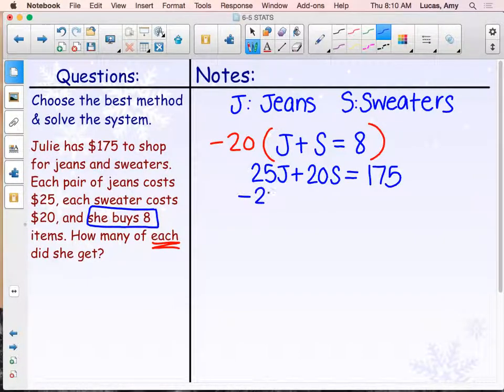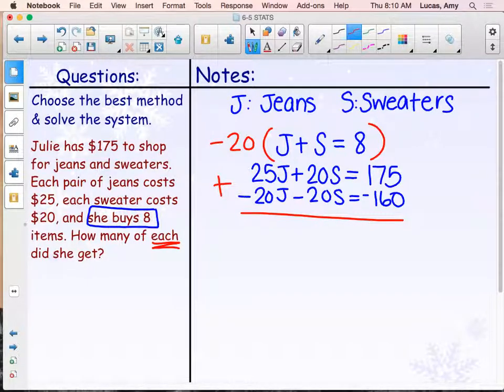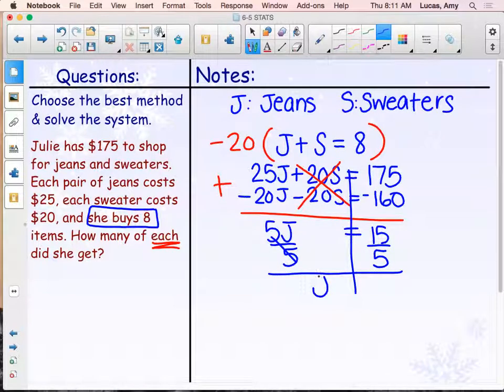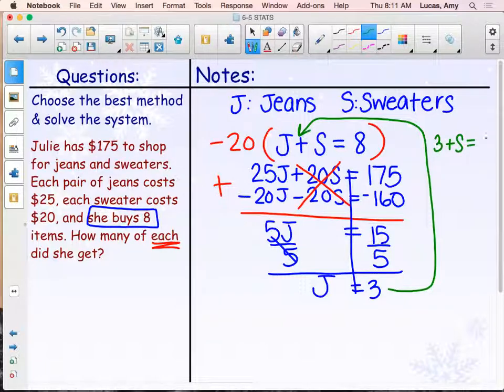So -20J minus 20S equals -160. I have opposites now, so I can cancel out the variable S and finish solving. 5J equals 15. If I divide by 5, J equals 3. So, 3 pair of jeans. I can take this back up to the top. 3 plus S has to equal 8.